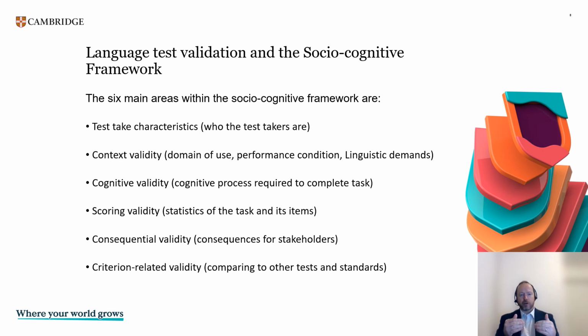Next comes the criterion-related validity. As you're probably aware, at Cambridge we have a suite of examinations. Each of them is mapped to each other. So we compare, for example, our proficiency tests to IELTS or to our business English tests or Linguaskill. So we do that internally. But critically important, also to do this externally.